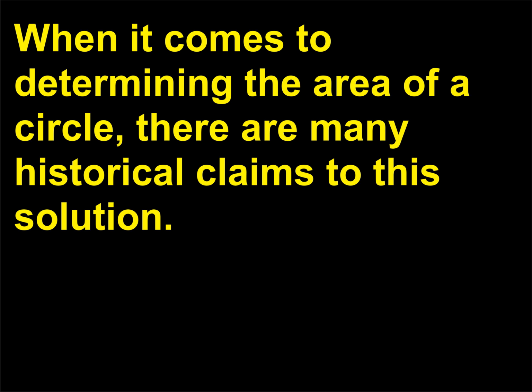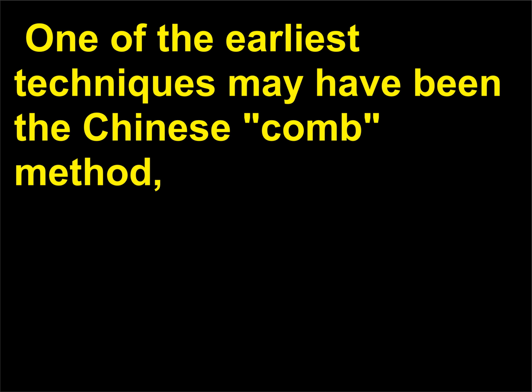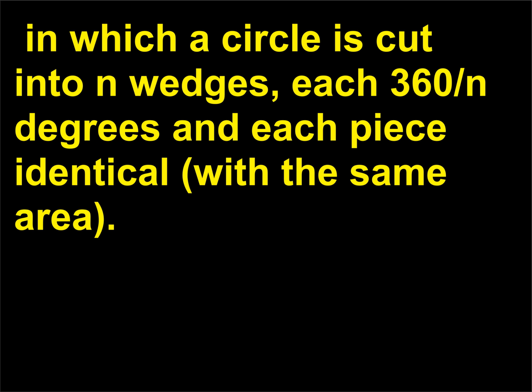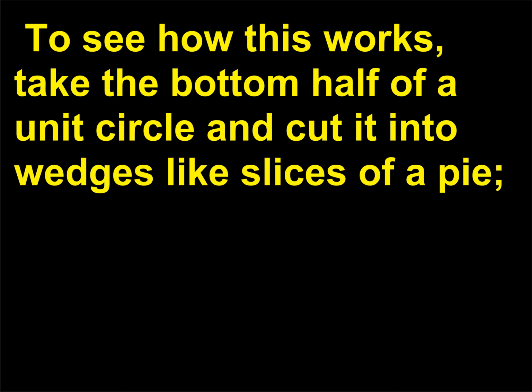When it comes to determining the area of a circle, there are many historical claims to this solution. One of the earliest techniques may have been the Chinese comb method, in which a circle is cut into n wedges, each 360/n degrees and each piece identical, with the same area. To see how this works, take the bottom half of a unit circle and cut it into wedges like slices of a pie.